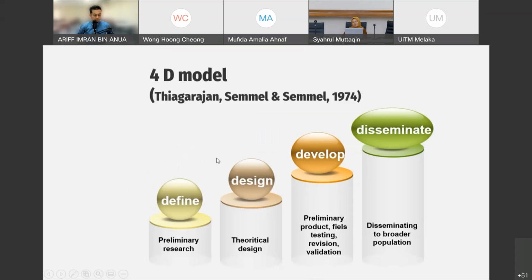And then there are also 4 steps from Thiagarajan, Semmel and Semmel. Define, design, develop, and disseminate. Define, the researcher will have the preliminary research, and then design, the researcher will design theoretically, and then develop. It means that the researcher will develop the preliminary product, field testing, revision, and validation from the experts. And then the last is disseminate, meaning disseminating to a broader population.